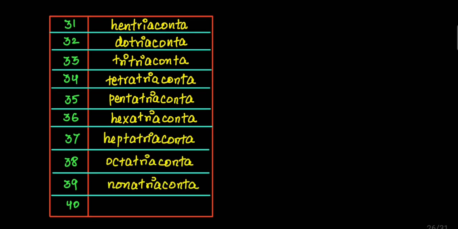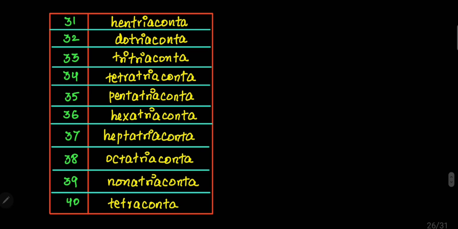Likewise, we have heptatriaconta, octatriaconta, nonatriaconta. When it comes to 40, we call it tetraconta. So a 40 carbon chain, if it is a simple alkane, we call it tetracontane.